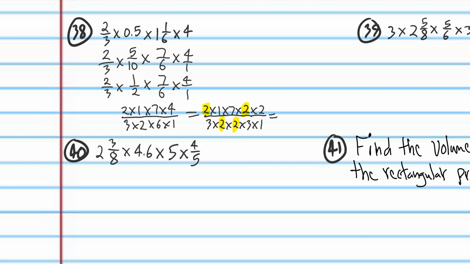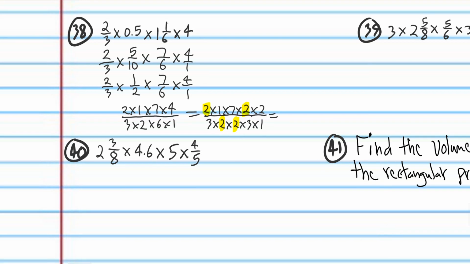So now we can multiply across. 1 times 7 times 2 is 14, and 3 times 3 is 9, times 1 is 9. So we have 14 over 9. 9 goes into 14 one time. 9 times 1 is 9. 14 minus 9 is 5. And just rewrite the denominator, we get 1 5/9.